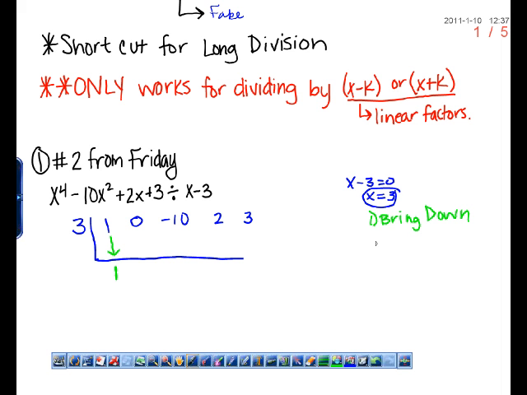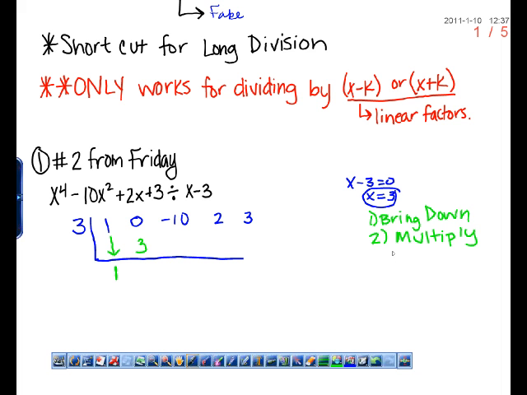All right? Then we're going to multiply. And we are going to multiply 1 by 3. What is 1 times 3? 3. So I'm going to write 3 right here.